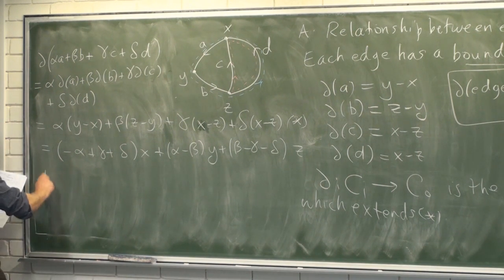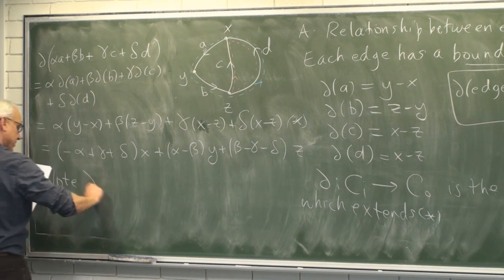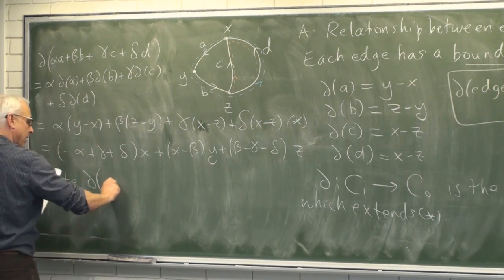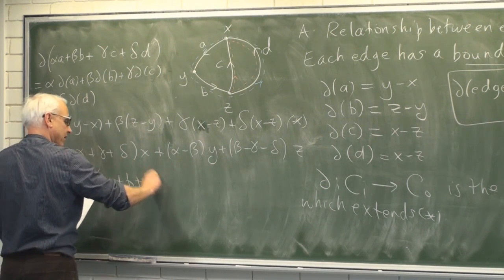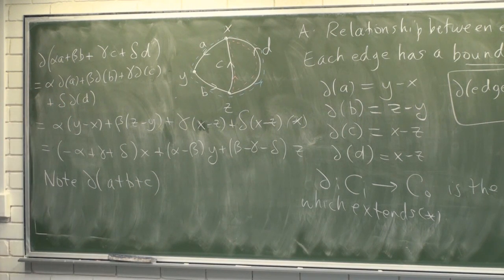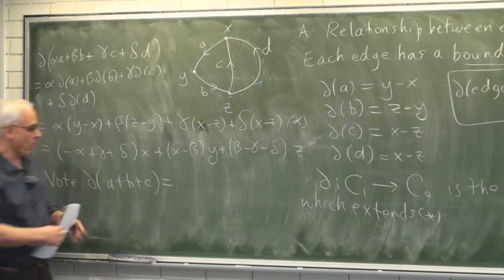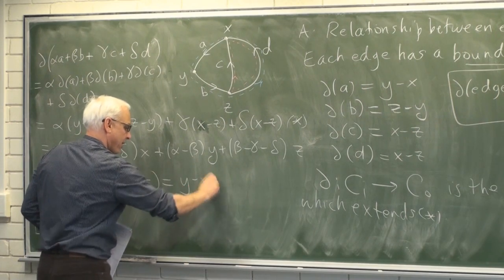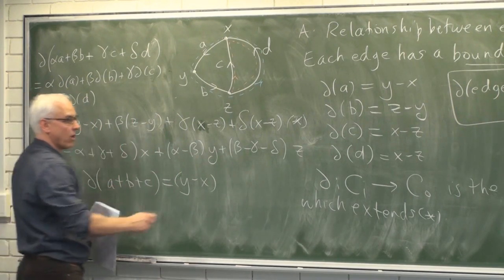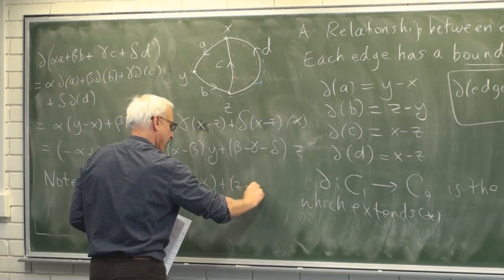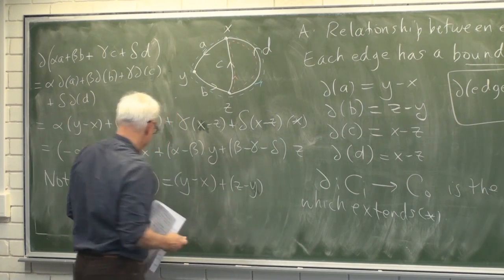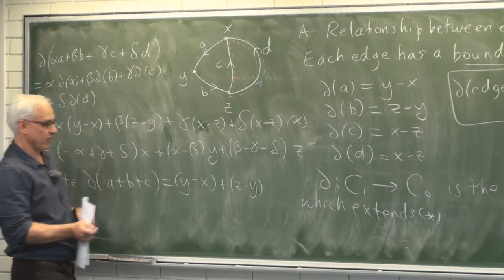All right, now let's make an observation. Let's have a look at what this boundary operator does to A plus B plus C, just as a special case. The boundary of A, we said, was Y minus X. The boundary of B was Z minus Y, and the boundary of C is X minus Z.